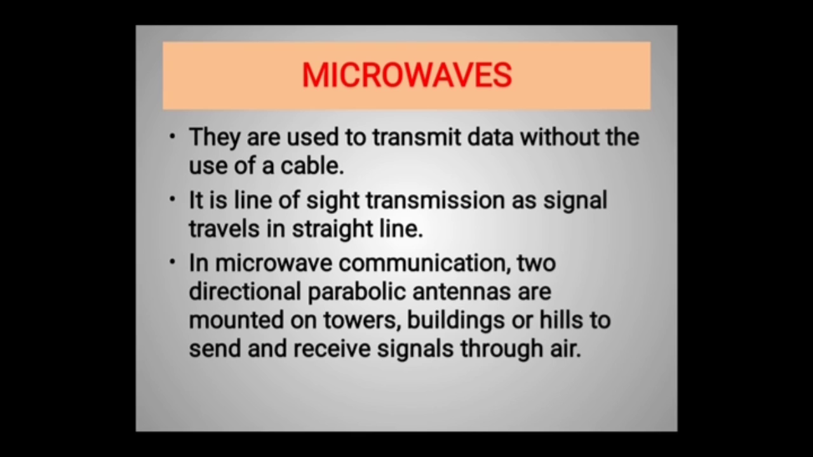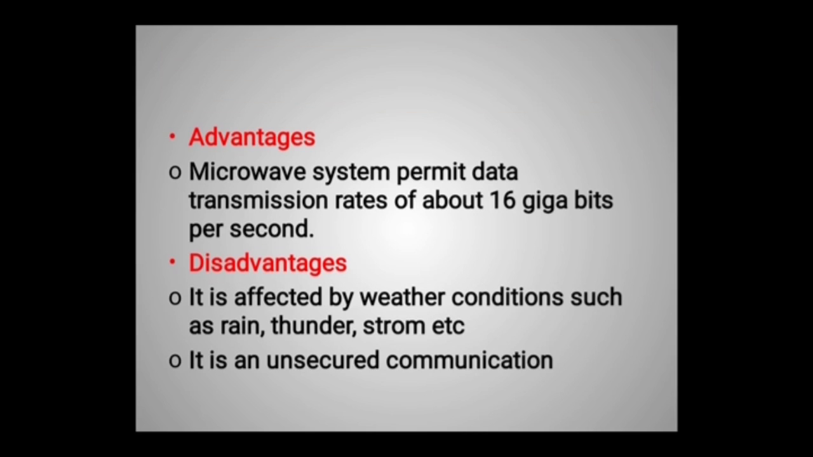Then the second is microwaves. They are used to transmit data without the use of cable. Obviously it is a wireless connection, but it is a single line of sight transmission. In this, two directional parabolic antennas are mounted on towers, buildings or hills to send and receive the signals through air. So they always travel in one direction, whereas radio waves can travel in every direction. And one more important thing is that radio waves can also work in hilly areas, whereas microwaves cannot.